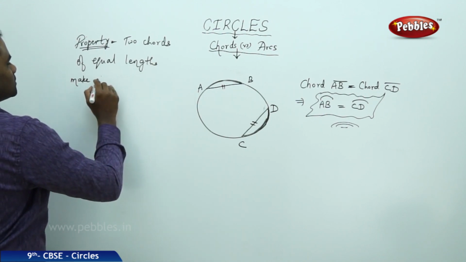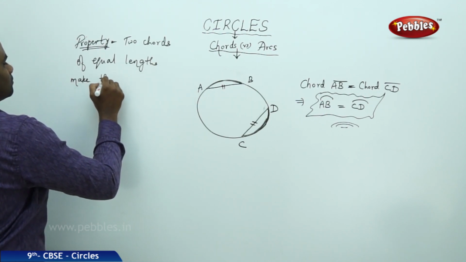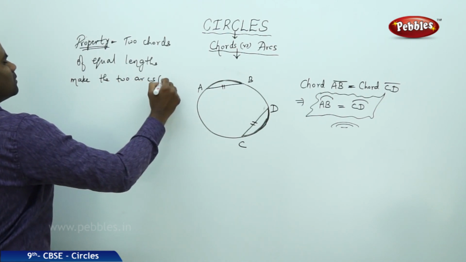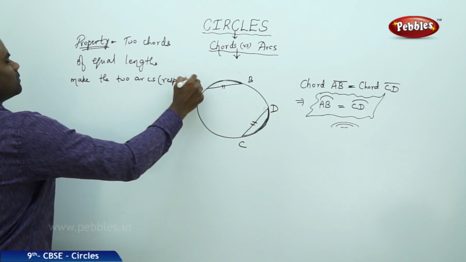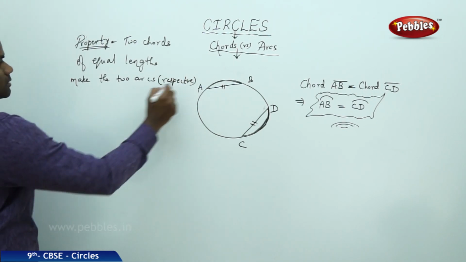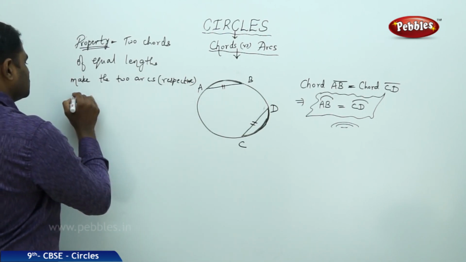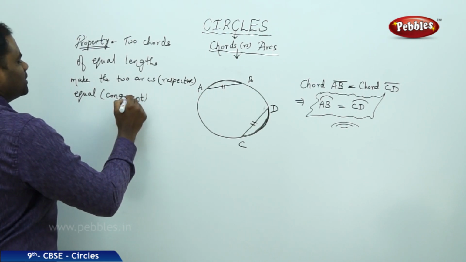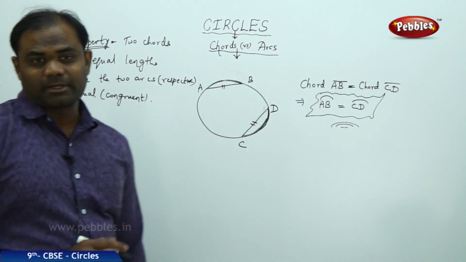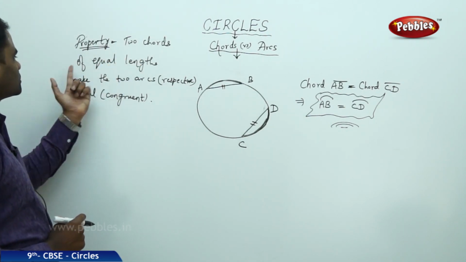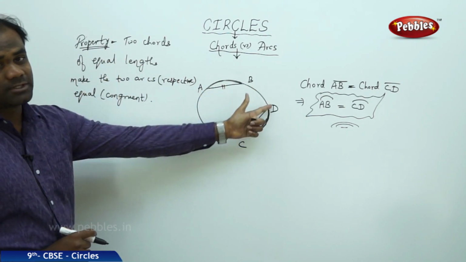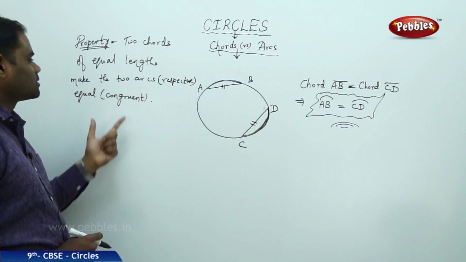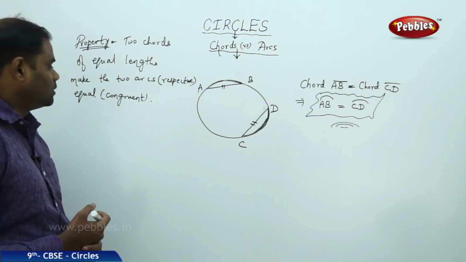Two chords of equal lengths make the two arcs equal. In other words, they make them congruent, equal in all respects. So here the property says two chords of equal lengths, AB equal to CD, implies the two respective arcs are equal.